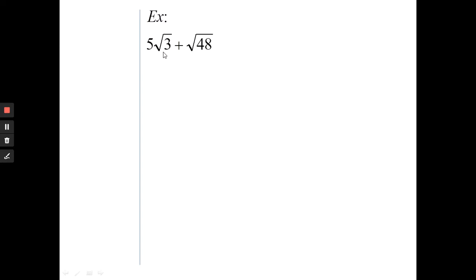So first we have 5 times the square root of 3. Square root of 3 is simplified. I don't have any factors here. That's a prime number, so this is already simplified. Square root of 48 can be simplified because there's a perfect square factor. You can use a tree, or you can use a calculator, but 16 times 3 is 48. So this can be broken down as the square root of 16 times the square root of 3. You can use a factor tree to get that also. Whichever method you use, you're still going to get the same answer.